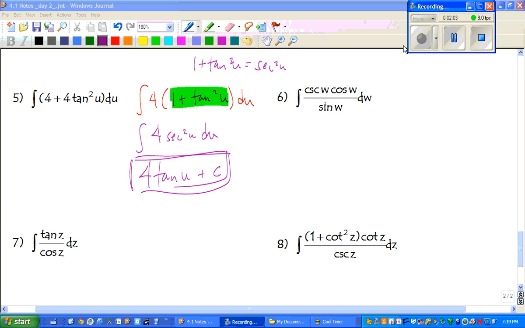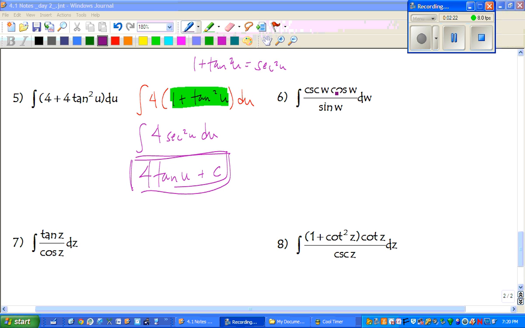All right, number 6. Again, we need to rewrite it. It needs to look like one of those ones up at the top. So it's kind of going back to pre-calc when you had to do the different verifying and simplifying with trig identities. A lot of times we'll rewrite things in terms of sine and cosine, and we'll look at some techniques with that later.